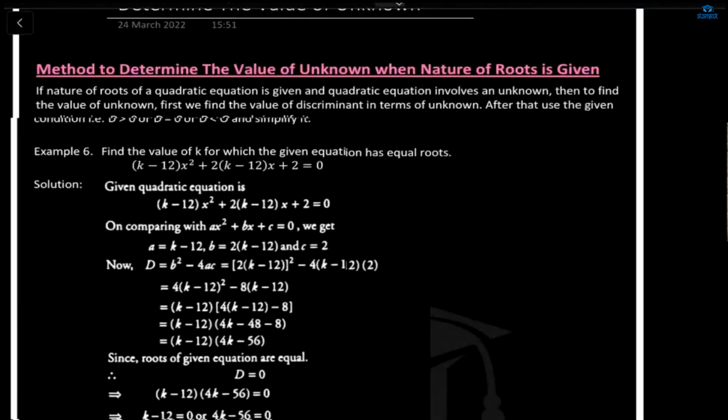Okay, so how can you find out the missing value from the quadratic equation? Now let's see, one of the questions is given to you here: find the value of k for which the given equation has equal roots. Now what is said? Equal roots. Equal roots mean that the value of D should be equal to 0, then only equal roots exist.